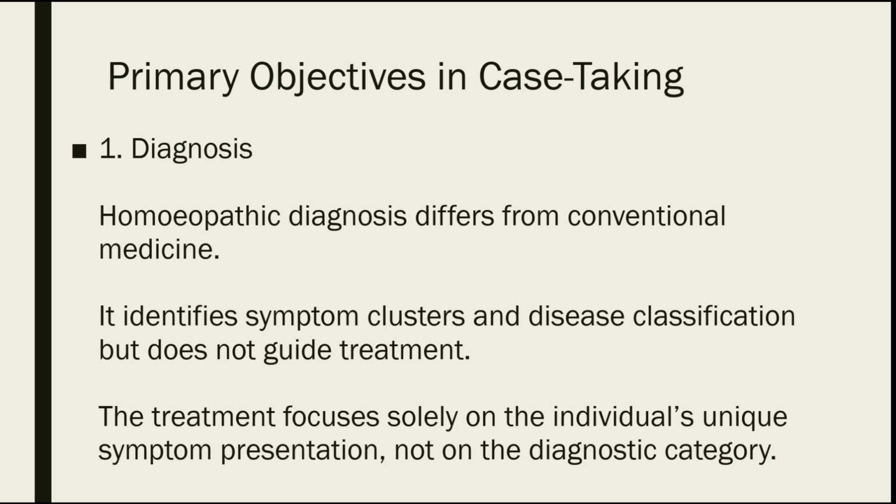First one is diagnosis. As I already told, homeopathic diagnosis differs from conventional medicine. It identifies symptom clusters and disease classification but does not guide treatment. The treatment focuses solely on the individual's unique symptom presentation, not on the diagnostic category. We are not treating the disease. We are treating the patient, not the condition, but the person as a whole, isn't it? That's why these are the primary objectives in case taking.